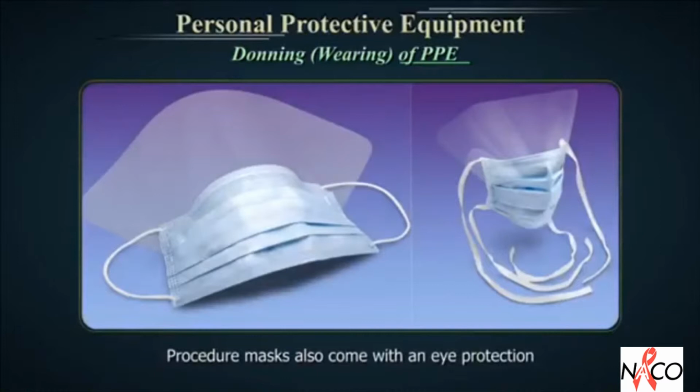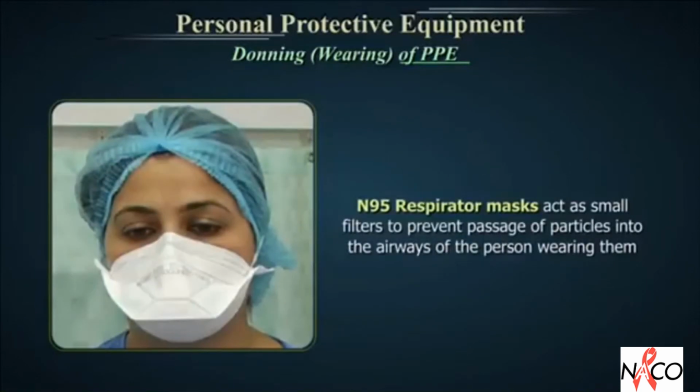Procedure masks also come with an eye protection. This mask is applied in a similar fashion. N95 respirator masks act as small filters to prevent passage of particles into the airways of the person wearing them.